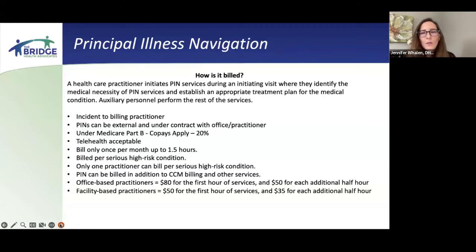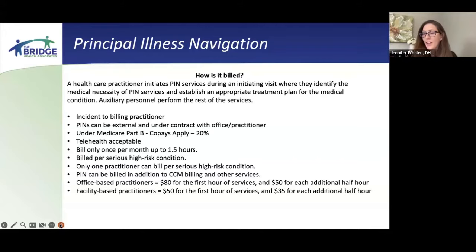So I'm just going to give you one sentence that they have in their guidance. They say beneficiaries can receive more than one PIN service at a time, as long as the services are not treating the same condition or furnished by the same practitioner. So you can have PIN services by the cardiologist addressing CHF and all the needs related to that. You can have PIN services billed by the nephrologist for your end-stage renal disease, but they're separate conditions, separate providers.